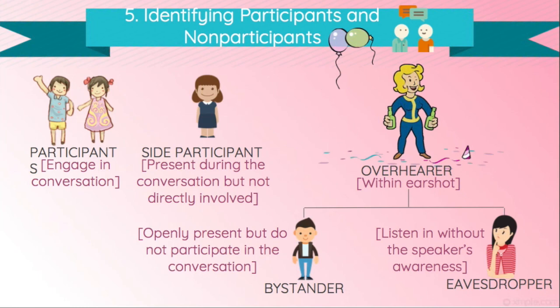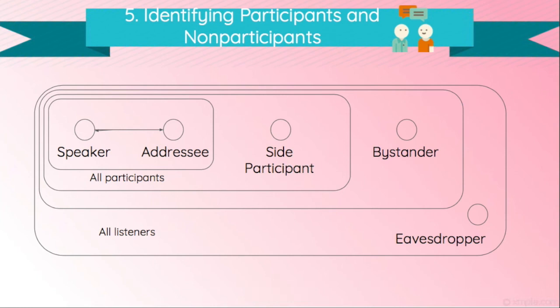Then you have your overhearer. It just means that that person is within earshot, so it's a party and people are really in the same vicinity essentially, so usually you're within earshot of other people engaging in conversation. Then you have your bystander. The bystander is openly present but does not participate in the conversation. But specifically when you say a person's an eavesdropper, that person is actually listening to the participants of the conversation without their awareness.